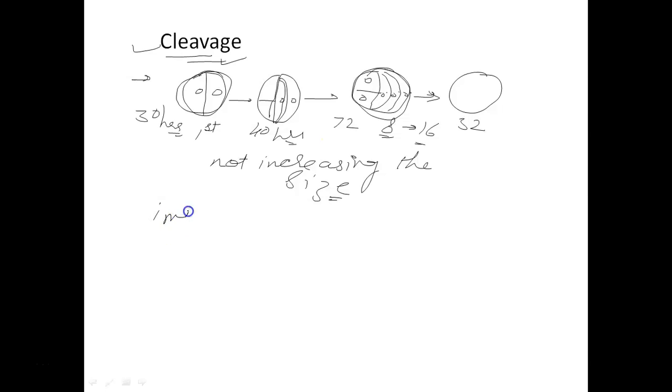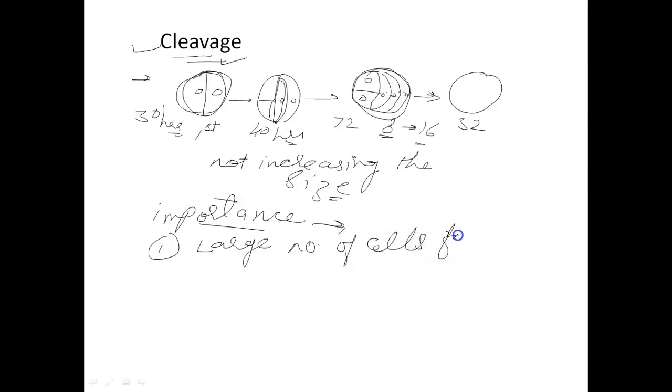Now this cleavage is very much important. What is the importance of cleavage? First one, the zygote can undergo differentiation, and it can form a large number of cells, so that the organ formation can be started at the time of gastrulation. So a large number of cells can be formed first before organization.